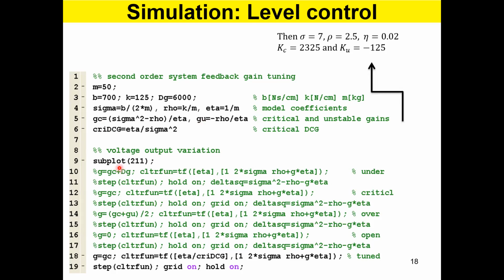Then I have subplot 211 here. There are different gains: Gc plus dg, which is to say you set your gain from your critical gain plus dg. And here you set your gain to the critical gain, so you will see the critical, critically damped behavior. Then here you have (Gc plus Gu) by 2, so this is when you set your gain in between the critical gain and the ultimate gain. So you will see an overdamped behavior. This is G equals 0, no gain, so then you have the open loop transfer function.